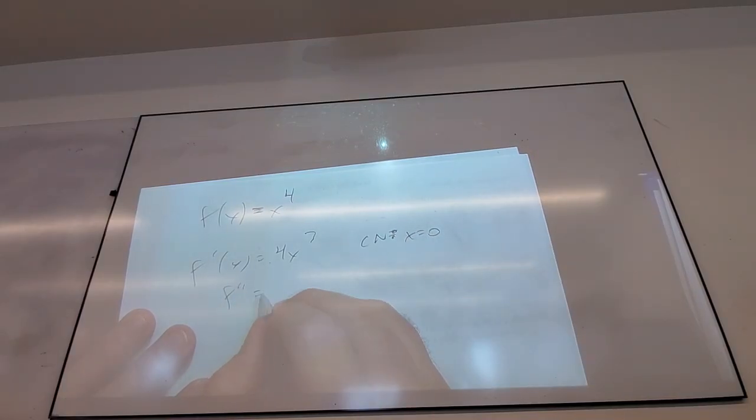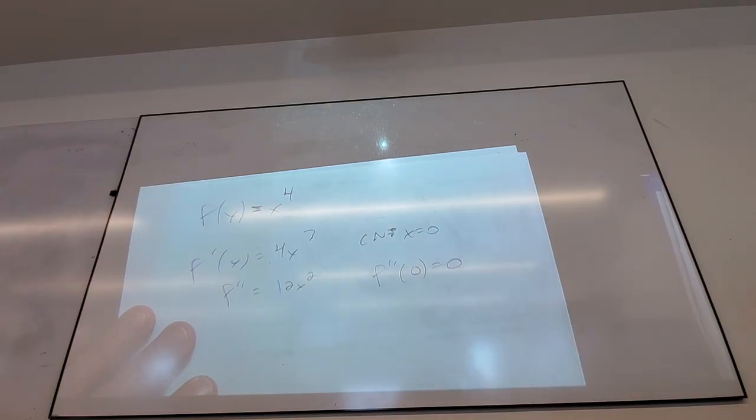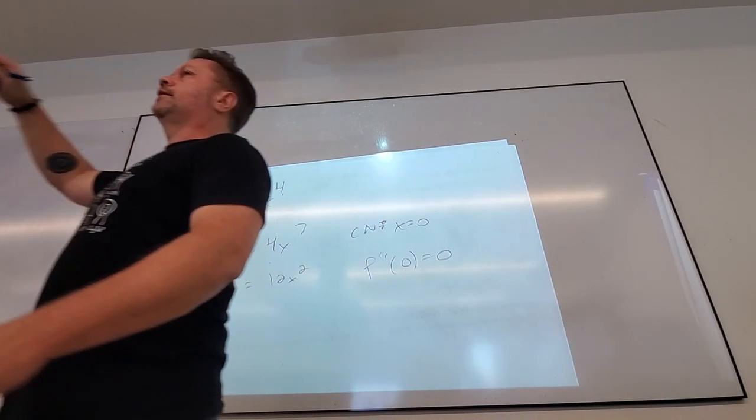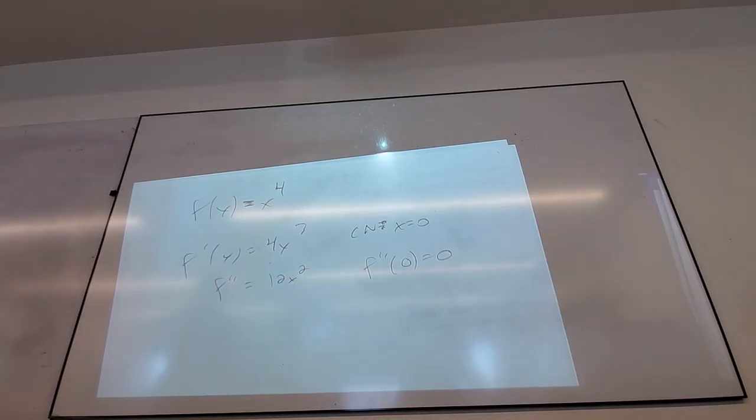Second derivative is 12x squared. When I plug in a 0, I get 0. So be careful. Don't assume when I get a 0, that means there's nothing. It means it literally has no idea. It could or it couldn't, I don't know. So then we have to go back and do a sign diagram.